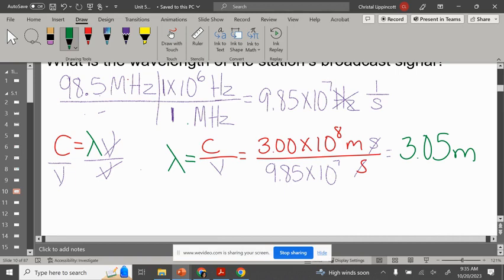Wait. What did I do wrong? Did you get that? I got 0.305. How did I do this wrong? You have 98.5 here instead of 9.85. But we had to change it, it was 98.5 megahertz. Oh, okay. I see. Thank you.